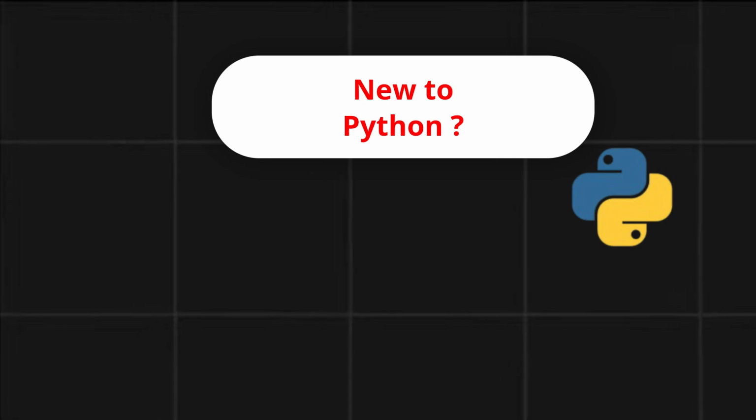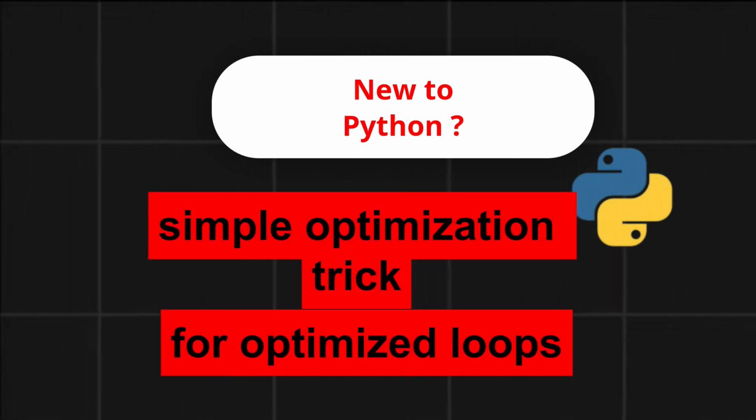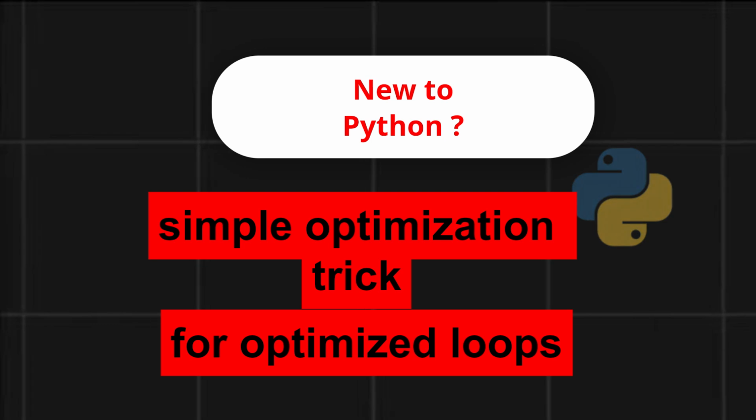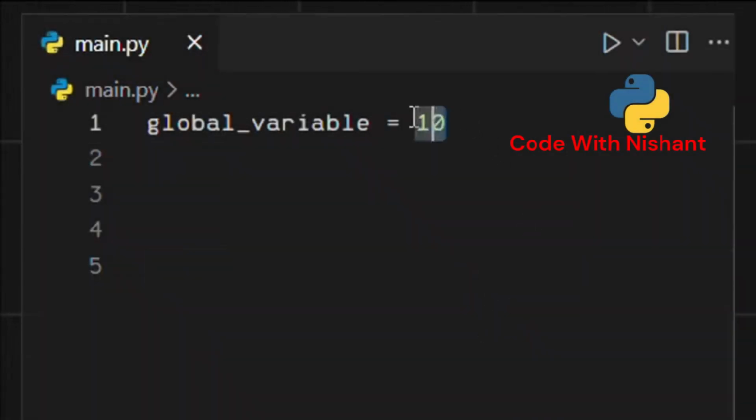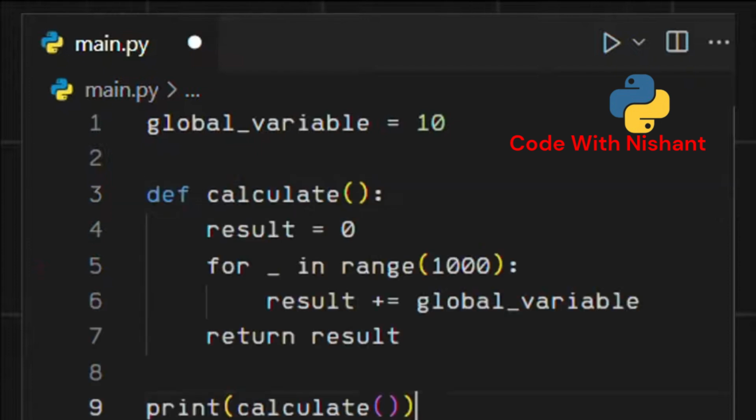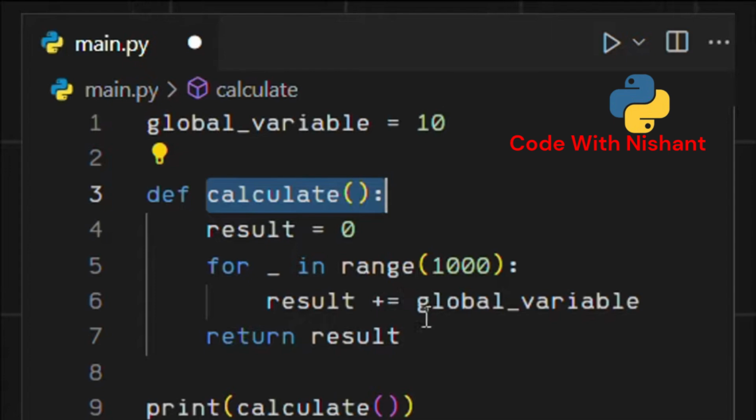If you're new to Python, here's a simple optimization trick that can speed up your loops. For example, up here, I have a global variable with an integer value of 10, and then down here, I have a function called calculate that performs a simple calculation using this global variable.